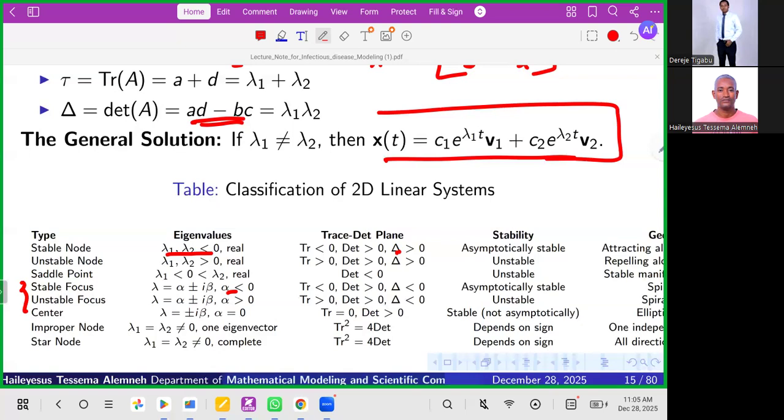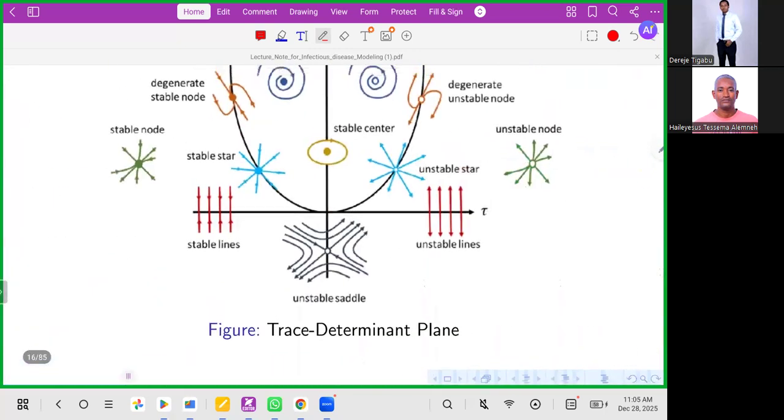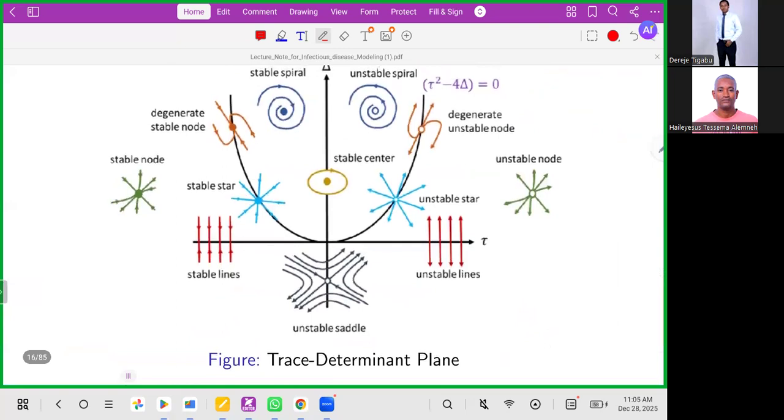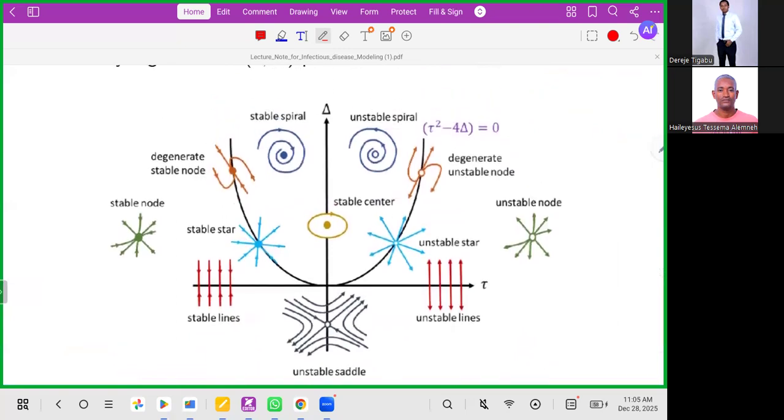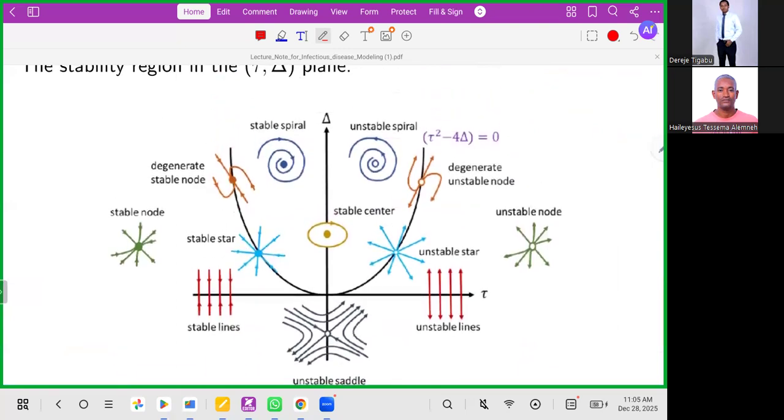And it's said to be asymptotically stable. If the alpha value is less than 0, it's asymptotically stable. If the alpha value is greater than 0, it's an unstable equilibrium point. And the others, I think, similarly, you can see this one, just trace and determinant in terms of the xy plane.